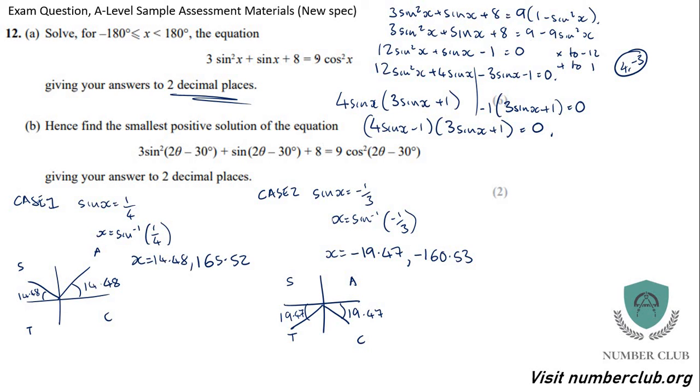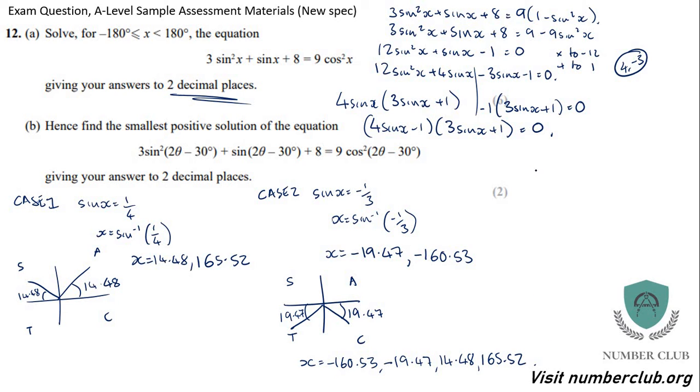Those are your answers for part A. Part A is all of these. Okay, so x equals negative 160.53, negative 19.47, 14.48, and 165.52.